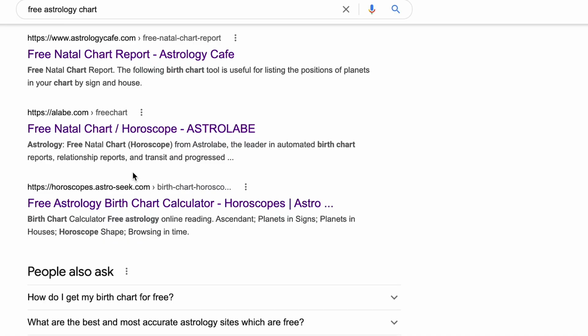There are different providers, as I said. My best advice: try a few of them and see which one resonates with you. So let's do that. Let's choose the one I like, and that's Astrolab.